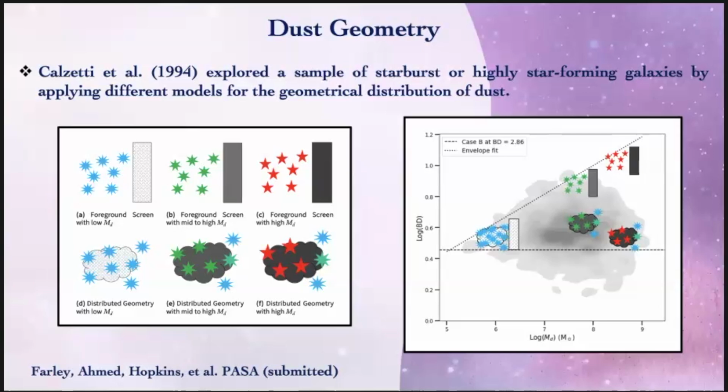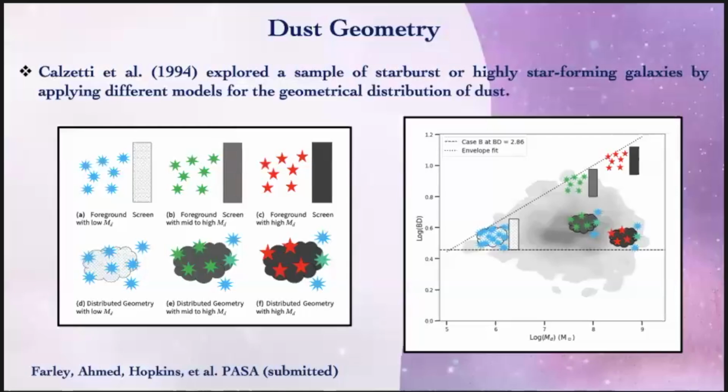So from A to C, the foreground dust geometry model mostly assumes that all dust lies in a screen between the observer and the stars. Panel A is more like when there is low dust mass, low Balmer decrement with low obscuration. As we move to panel B, that case is mostly for mid to higher dust mass with increased obscuration. And panel C is mostly higher dust mass with increased obscuration, where any starlight is completely obscured.